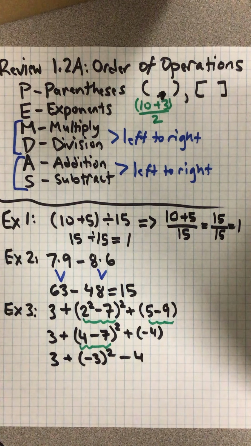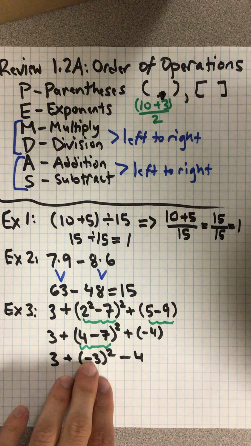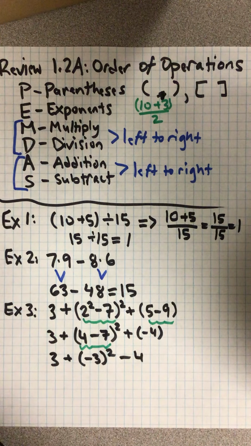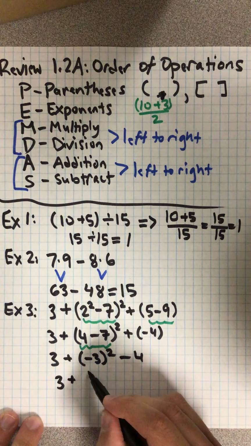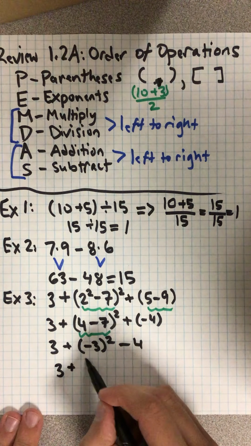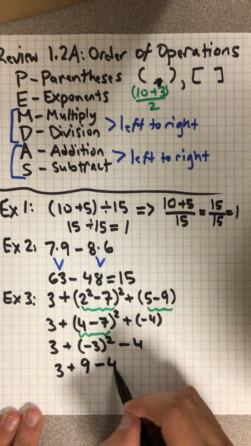So, what is negative 3 squared? Again, negative 3 squared is negative 3 multiplied by itself 2 times. So it's negative 3 times negative 3. And that ends up giving us a 9. So we have 3 plus still sitting on the outside. We have a 9, and then we have minus 4.